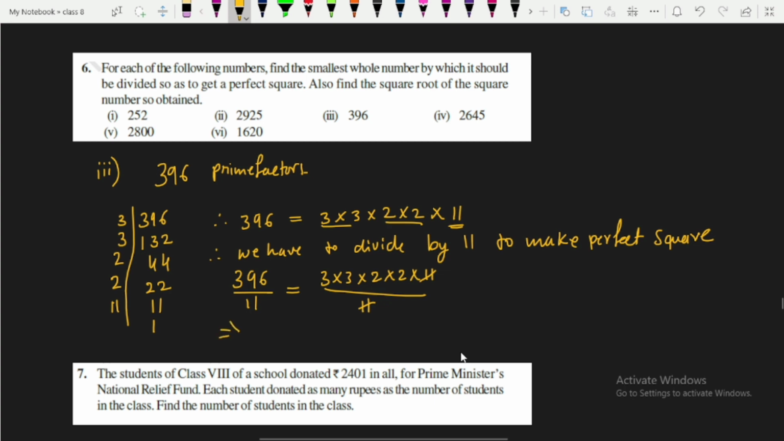So what do you get now? 11 1s are 11, 11 3s are 33, here 6 remains, 11 6s are 66. So you get 36. Therefore the square root of 36: from each pair you write one number, that is 3 here, then from the other pair you write 2. So 3 2s are 6. In this way you can find the square root of 36, right?